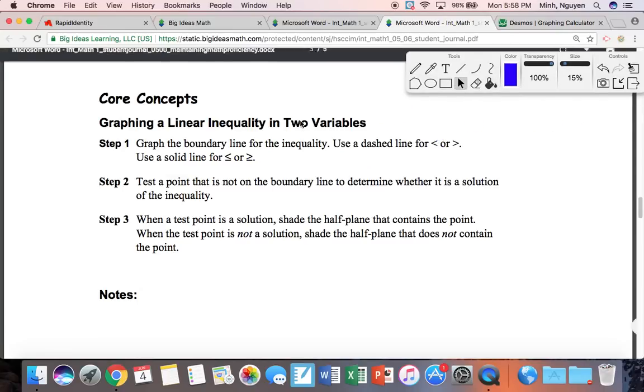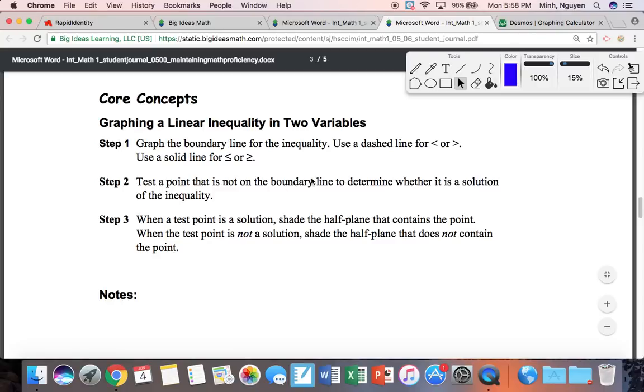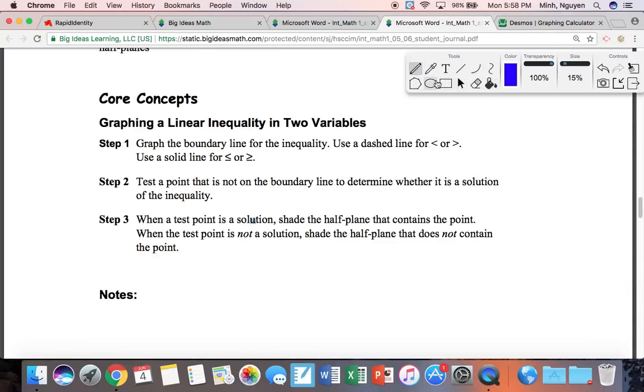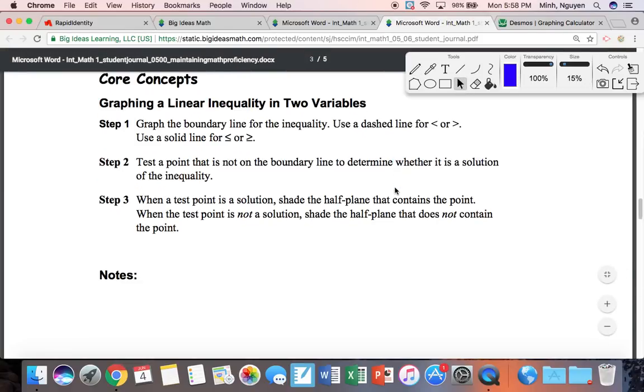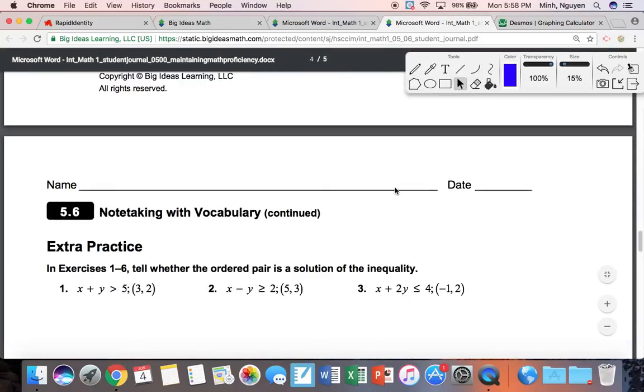That's it. Test a point that is not on the boundary line. So you pick a spot above or below the line. When a test point is a solution, solution means it works, shade the half plane that contains the point. That means it's right. If it works, it's right, and everything on that side is right. When the test point is not a solution, that means it does not work. You'd have to go in the opposite direction, because if it's wrong, then everything on the other side must be right.